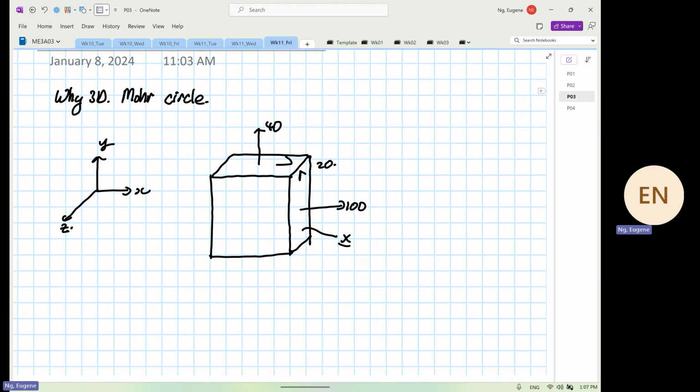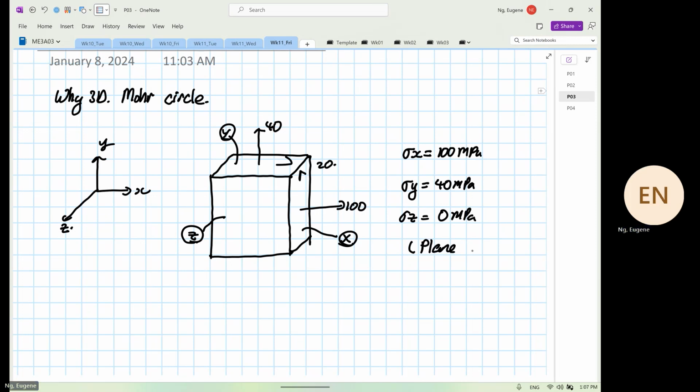This is our point X. This is our point Y. We have a new surface known as our point Z. Okay. If you look at the normal stress state, stress X is equal to 100 megapascal. Stress Y is equal to 40 megapascal. Stress Z is equal to 0 megapascal. And we know that this is a plane stress condition. Yes or no? This is a plane stress condition.